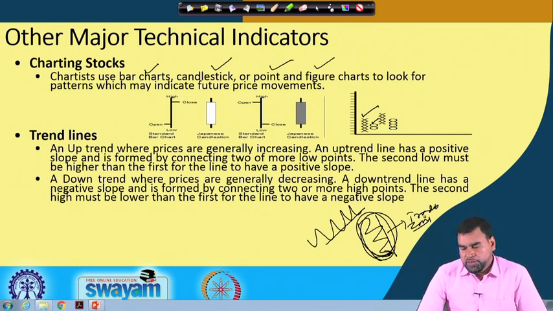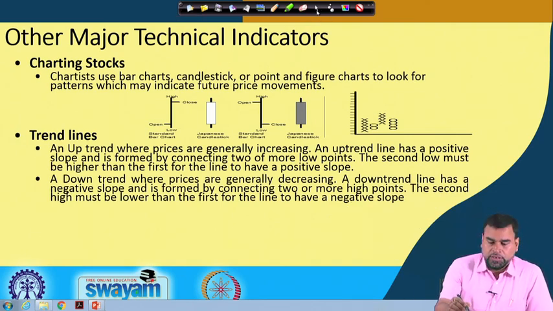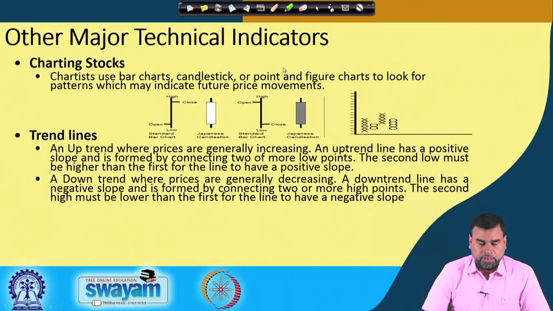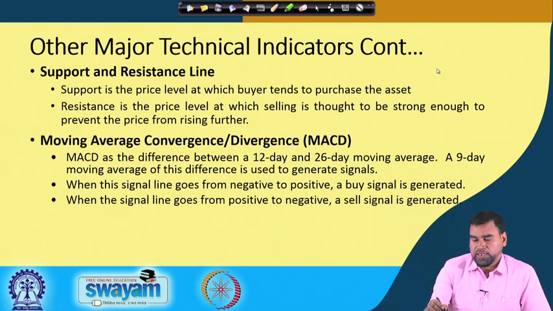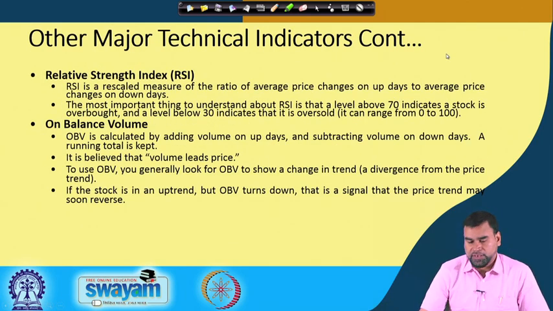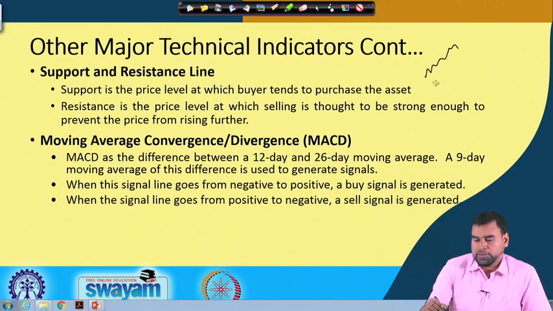Using the trend line, investors always go for drawing the support and resistance lines. The support and resistance lines are widely used in the market. If the market is fluctuating like this, then they draw two lines. There is a trading zone. This is your support line and this is your resistance line.